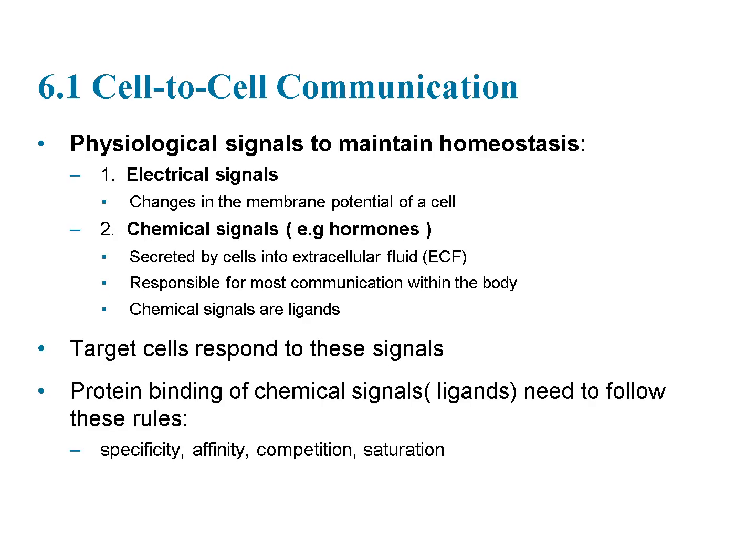To maintain balance in the body, or homeostasis, cells communicate using 2 major types of signals: electrical and chemical. Electrical signals rely on changes in a cell's membrane potential, essentially the difference in charge inside and outside the cell. These changes are key for rapid communication, especially in the nervous system. But most communication in the body occurs through chemical signals, like hormones. These signals are secreted by cells into the extracellular fluid, or ECF, and then travel to reach their target cells.